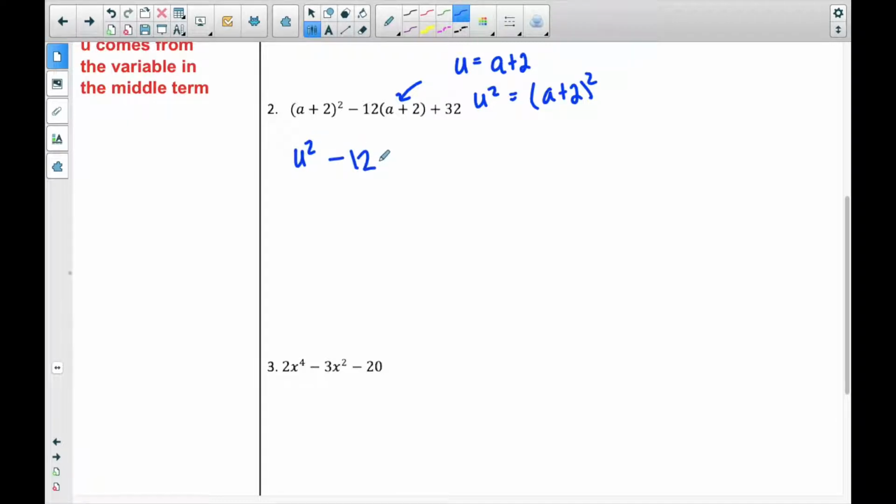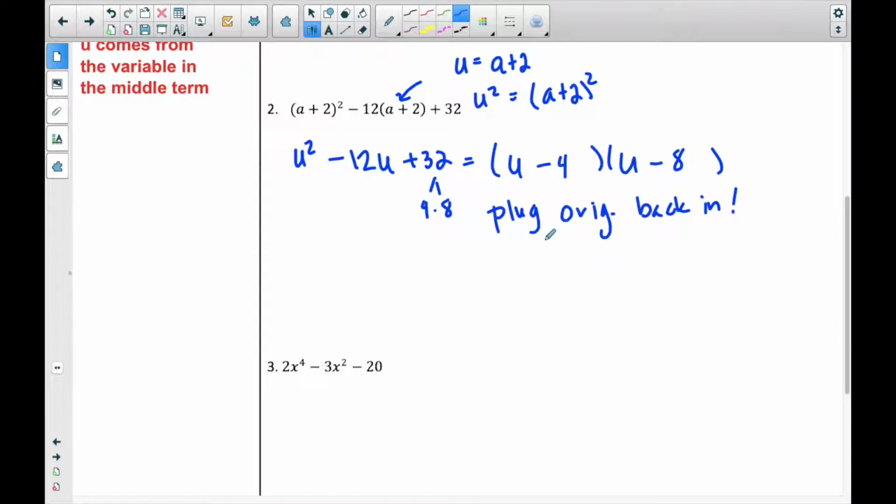All right, so now what we have, since a plus 2 is u, I have u squared minus 12u plus 32. I need to think of if I can factor that. Well, once again, I'm going to use guess and check factoring because it is a leading coefficient of 1. So all I really need to do is find the factors of 32, which add up to negative 12. Well, I know 4 times 8 is 32, and 4 plus 8 is 12. So negative 4 and negative 8.